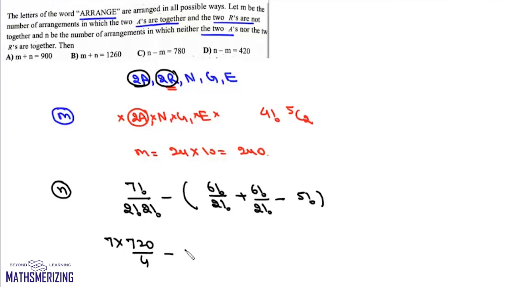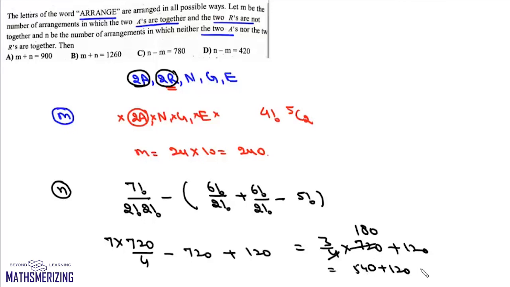Now factorial 7 upon factorial 2, it is 7 into 720 by 4 minus now factorial 6 upon factorial 2 plus factorial 6 upon factorial 2, it is 720, and then plus factorial 5, which is 120. Now this is 720 common, then 7 minus 4 upon 4. So this is 3 by 4. So it will be 3 by 4 into 720 plus 120. So this is 540 plus 120. So it will be 660. So value of n is 660.